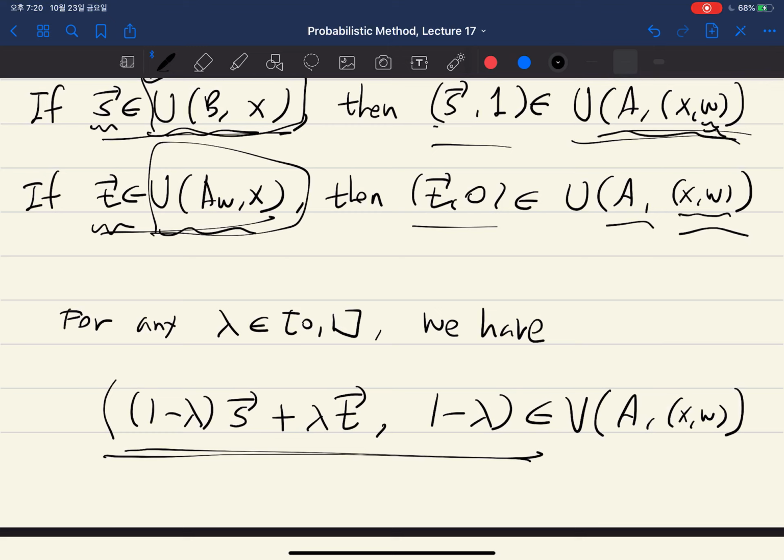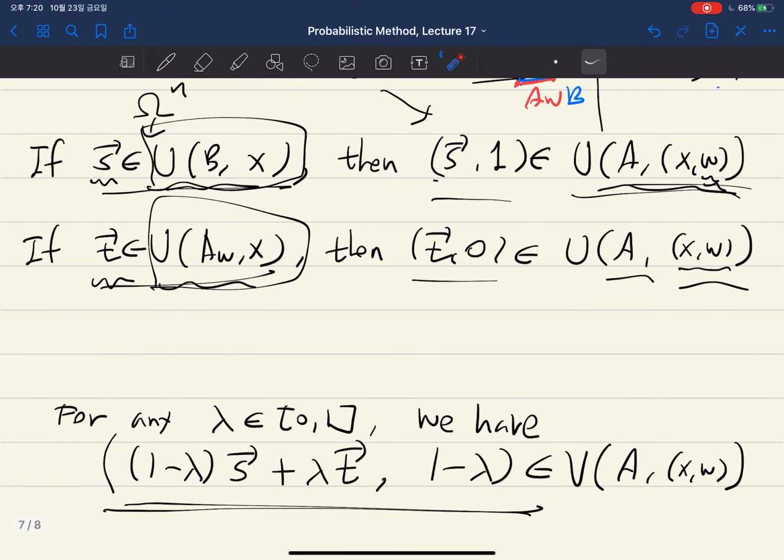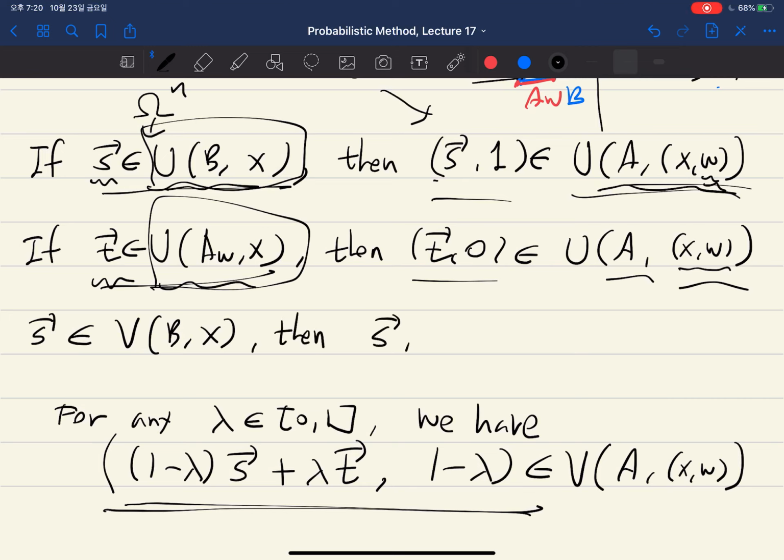So, I forgot to write one thing here. Oh, sorry. I forgot to explain one step. From here, what do we know? We want to take some point S arbitrarily in V, now say. So instead of U, we take S from V. Then, again, this is in V of A, XW.